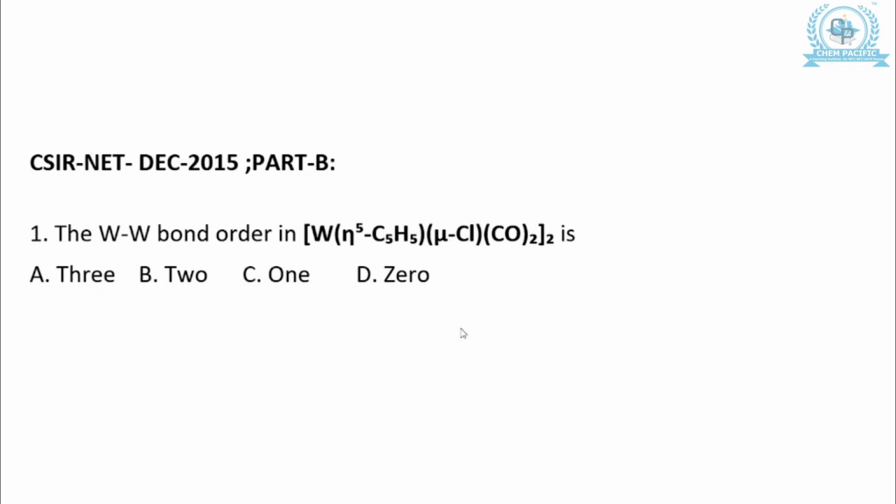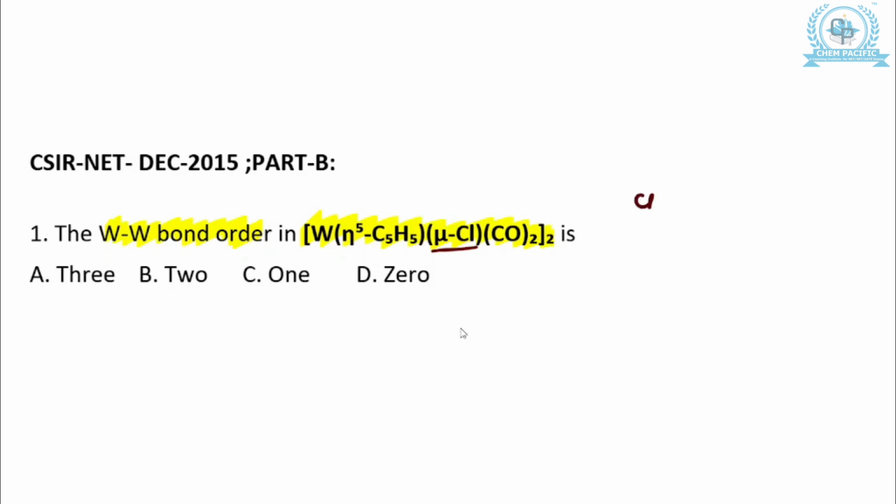So now let us solve this question. This is CSIR-NET December 2015 Part B question, and they're asking for the metal-metal bond order, which means the number of metal-metal bonds in this complex. This is a very easy complex. Now let us discuss a bit about the role of this mu-Cl and how it is a 3-electron donor.